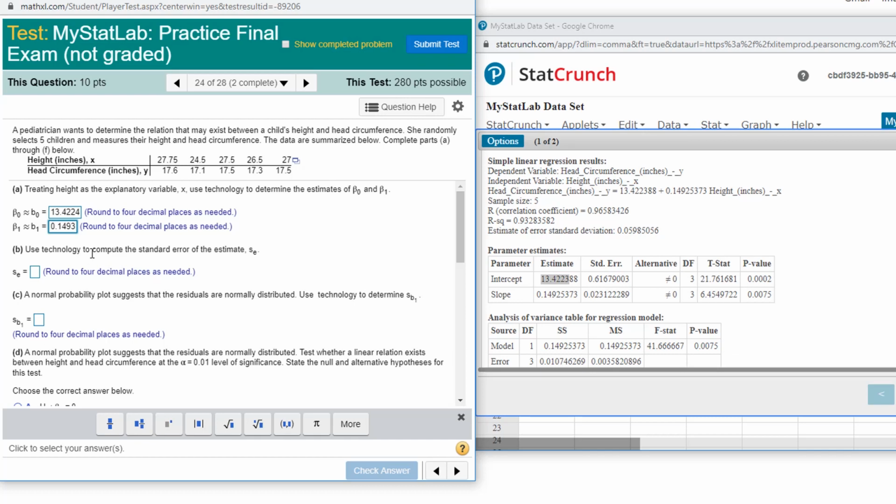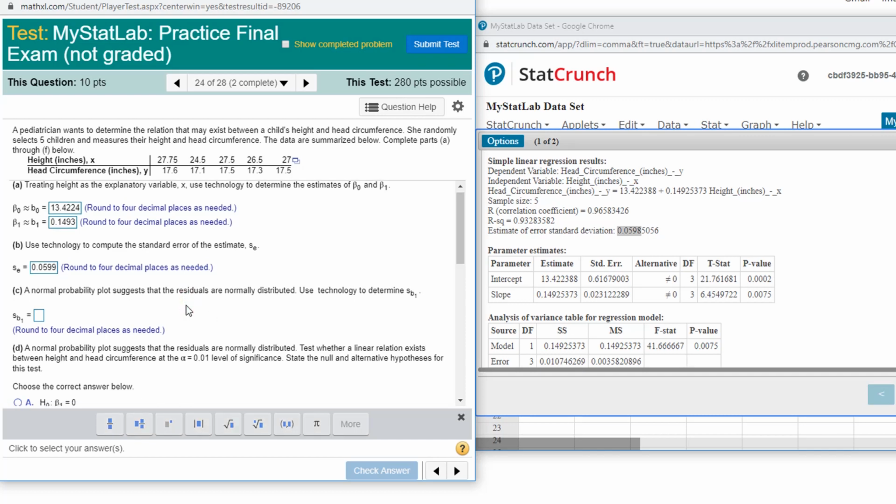Let's see. Now we're asked for the standard error of the estimate. That is also called the standard deviation of the errors, or the residual standard deviation. It's given in the output up above. It's called the estimate of the error standard deviation. And I'm going to want 4 decimal places. And again, I'm going to round up. So I'll type that in. 0.0599.